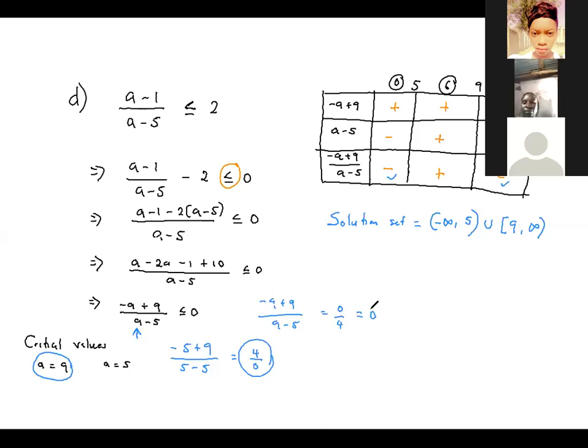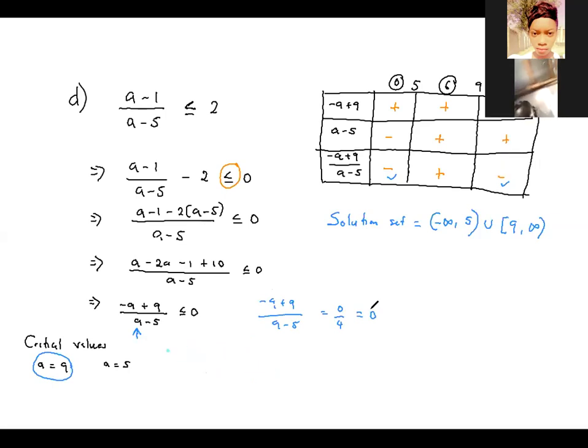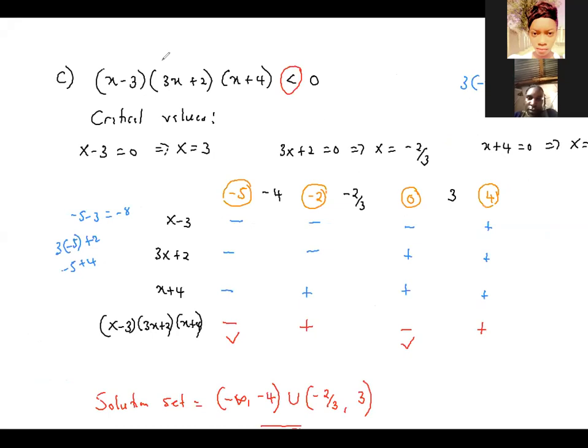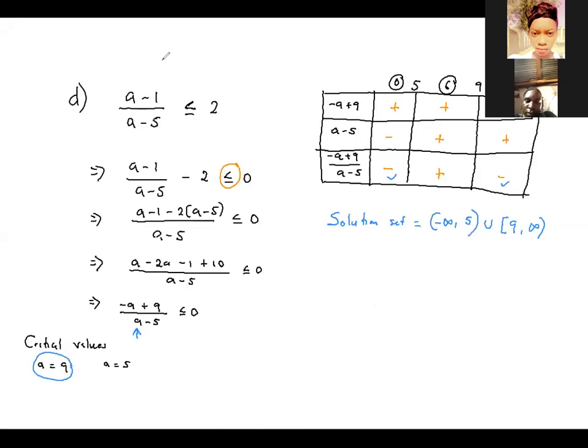Suppose the inequality sign that we had was just less than, would we have included 9 on the solution set? No. Just like we did here. If we just had less than, we could not include any boundary. Oh, okay. So you only include a boundary if you have less or equal to, greater or equal to. And the only boundaries that you include are those that are coming from the numerator.